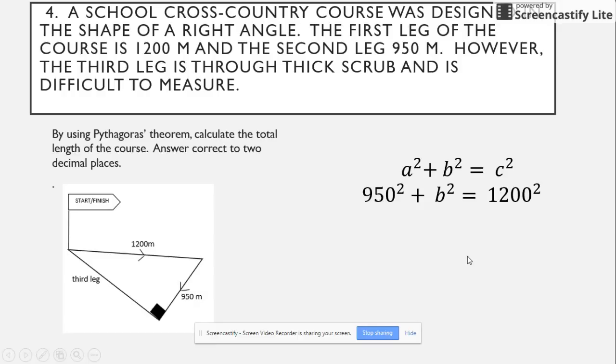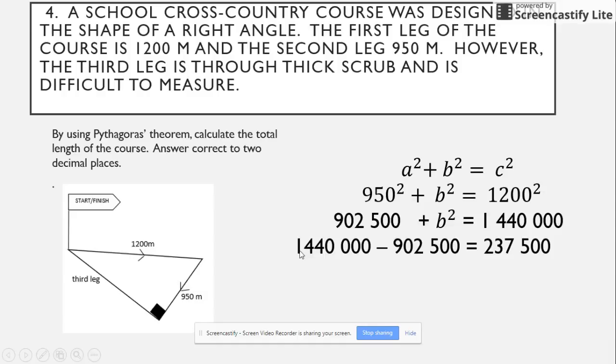I want you to pause me and square these numbers and square that number and check that you're right. Okay, is that what you got? Now what do we have to do? We have to take our c squared and take that away from it. So it looks like this. 1,440,000 take away 902,500 will give us 237,500. And then you know what you have to do. You have to square root that. So I want you to do that, please. And you've got to do that answer to two decimal places.